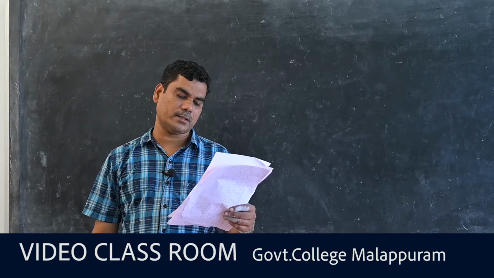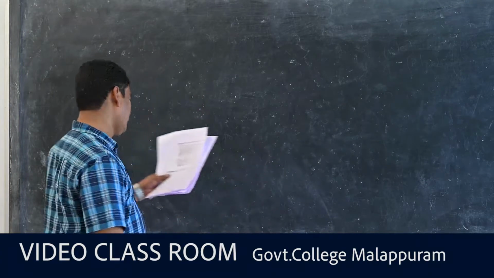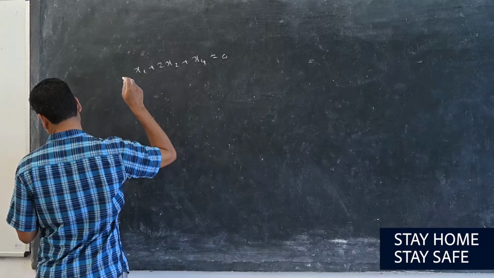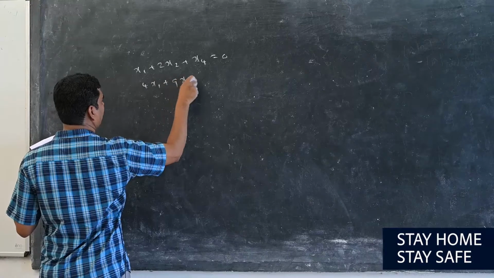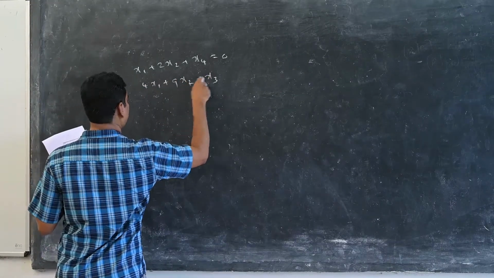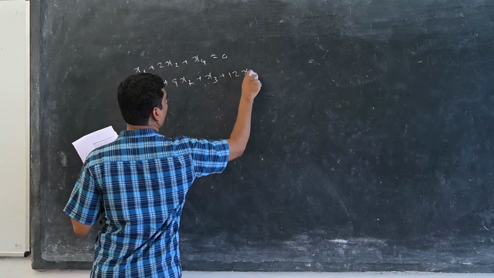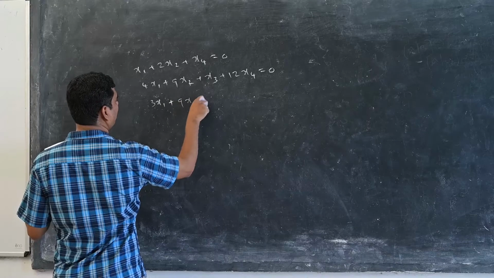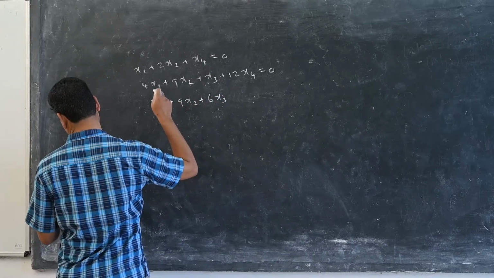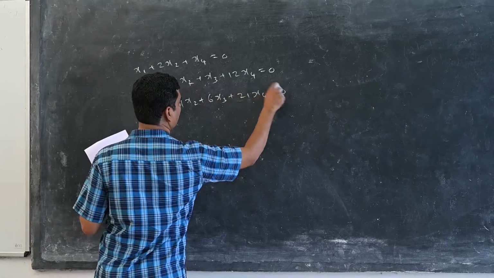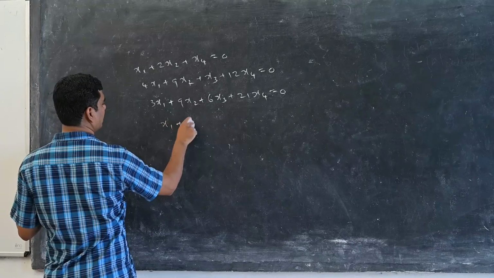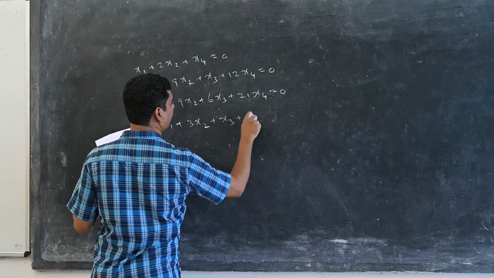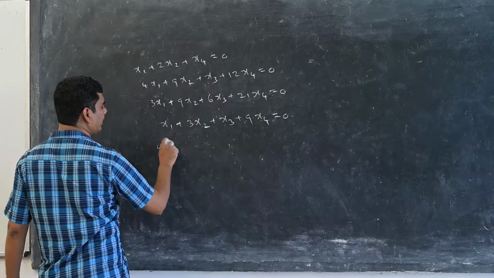Next example, solve the system of linear equations: x1 plus 2x2 plus x4 is equal to 0. 4x1 plus 9x2 plus x3 plus 12x4 is equal to 0. 3x1 plus 9x2 plus 6x3 plus 21x4 is equal to 0. x1 plus 3x2 plus x3 plus 9x4 is equal to 0, using Gauss-Jordan elimination.